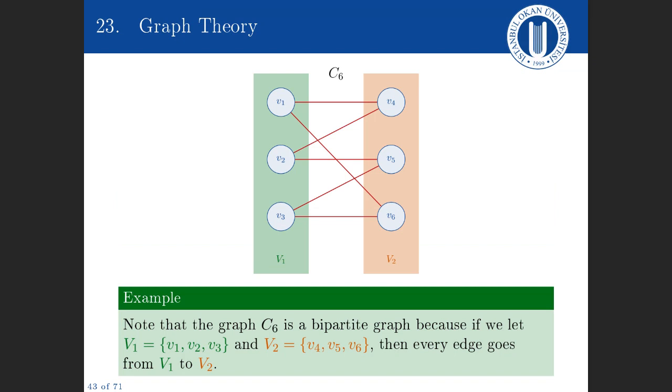So for example, the graph C6. Last time I drew this as a hexagon. But we don't have to draw it like that. We could rearrange it like this. And then we can see that if 3 of the vertices we say are green and 3 of the vertices we say are orange, every edge joins one of the vertices in the green box to one of the orange ones. There are no edges joining 2 vertices in green, and there are no edges joining 2 in orange.